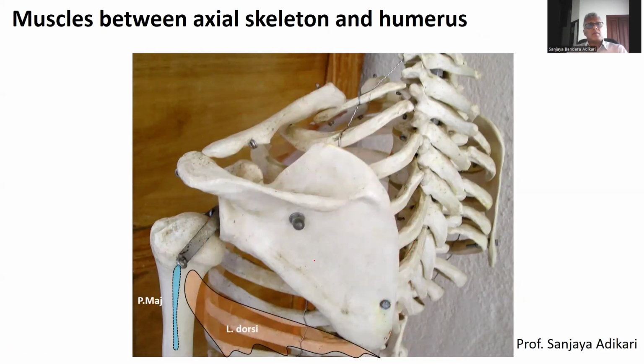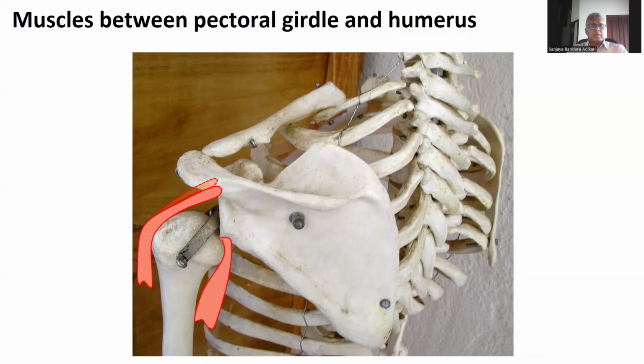Then if we take a look at the muscles attached between the axial skeleton and the humerus directly, you have the latissimus dorsi muscle and the pectoralis major muscle attached to the proximal end of the humerus. Then there are muscles attached between the pectoral girdle and the humerus. So you have the long head of biceps attached to the supraglenoid tubercle here. Then you have the long head of triceps attached to the infraglenoid tubercle.